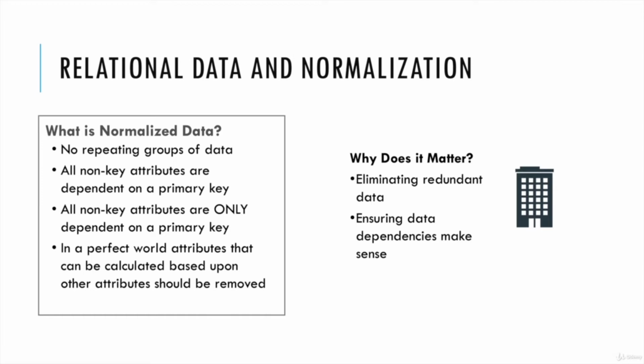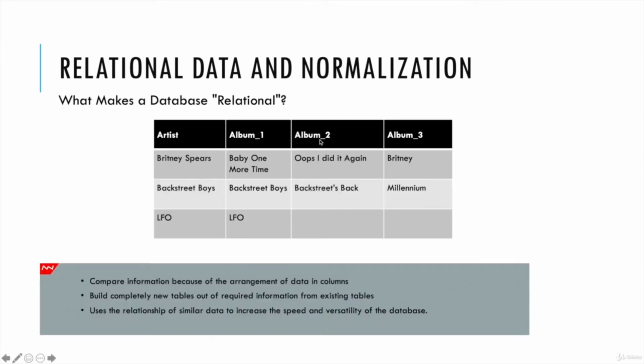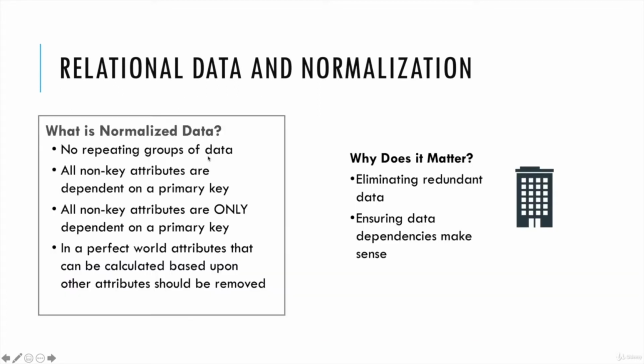On the flip side, all non-key attributes are only dependent on the primary key. So in this past example, you might think, oh, everything is dependent on the primary key, the artist name, but it's not quite, because we're looking at albums and we're also dependent on the column name. So if we wanted to get all of the albums, we'd have to get all of the column names and the artist name in order to figure that question out.